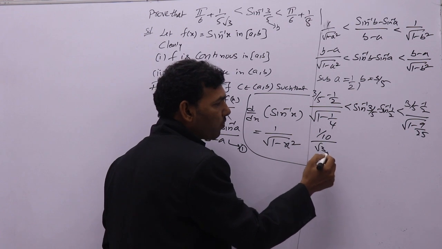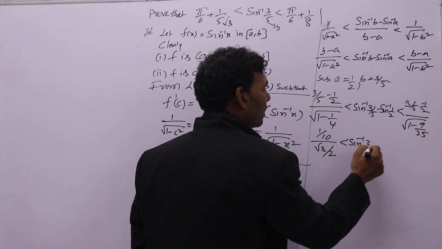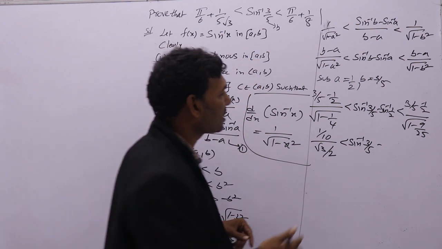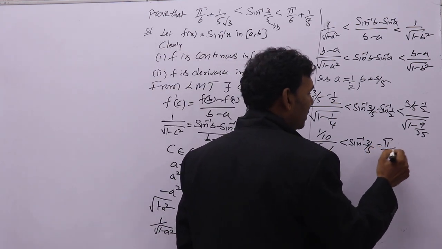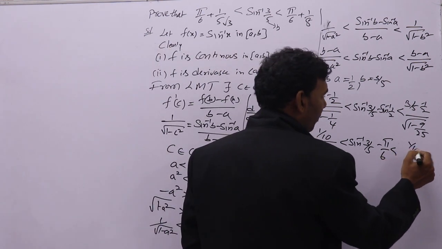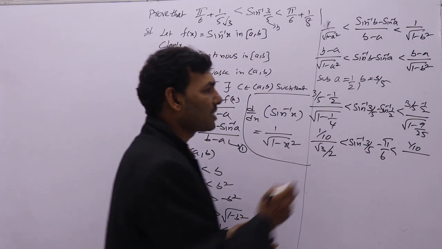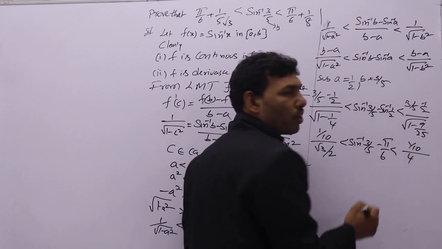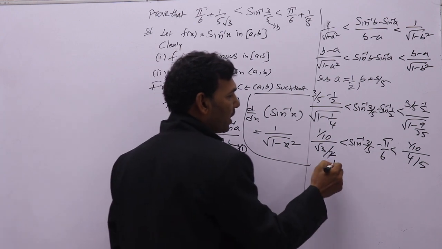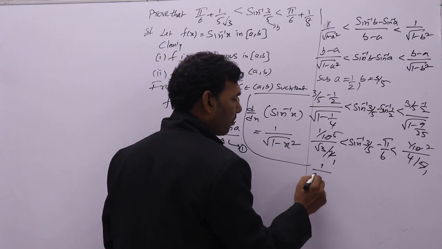So root 3 by 4 means root 4 is 2, less than sine inverse 3 by 5 minus sine inverse of 1 by 2, where you get 1 by 2 inside, that angle you will get here, pi by 6. Again, 3 by 5 minus 1 by 2, already we calculated, 1 by 10. If you take 25 LCM, 25 minus 9, 16, 16 by 25. Root 16 is 4, root 16 by root 25, root 25 is 5. Now cancel: 2 1s are 2, 5 5s are 5, 1 5s are 5, 2 2s are 2. What will you get? 1 by 5 root 3.